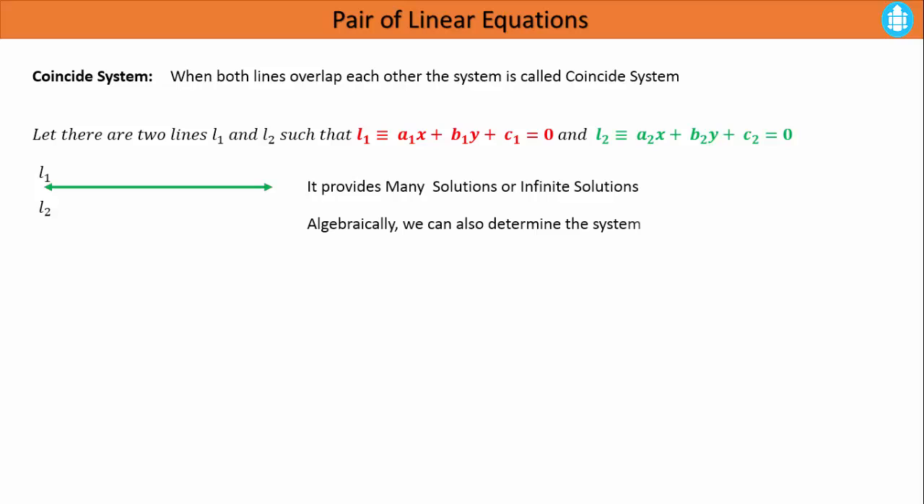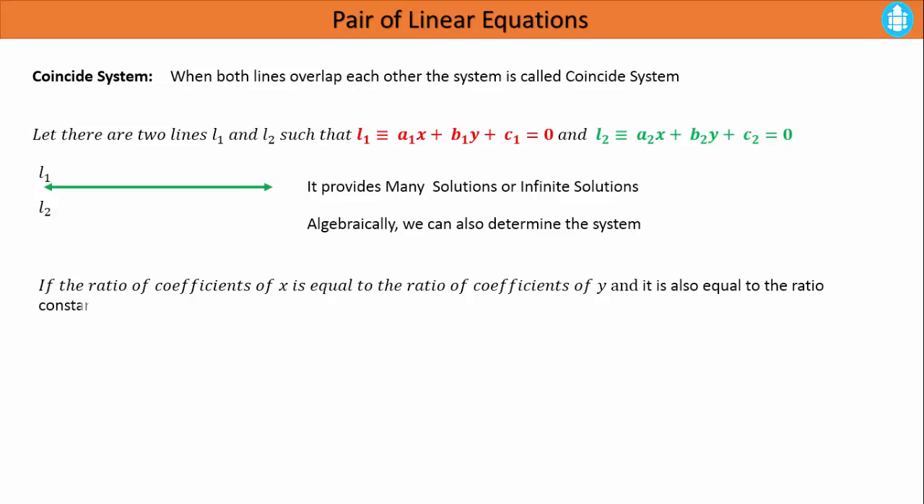Algebraically, we can also determine the system if the ratio of coefficients of x is equal to the ratio of coefficients of y and it is also equal to the ratio of constants. It represents a coincident system. Algebraically, we can explain it in this way: a1 upon a2 is equal to b1 upon b2 is equal to c1 upon c2.